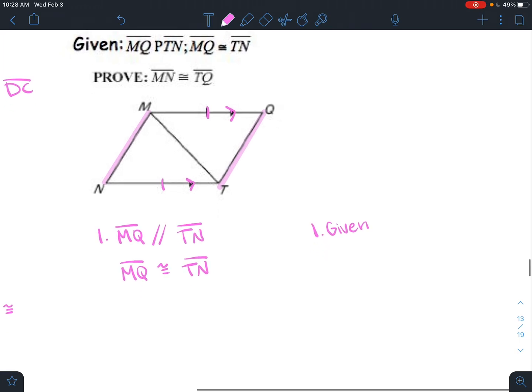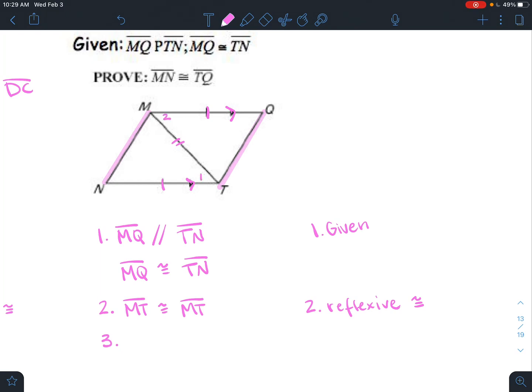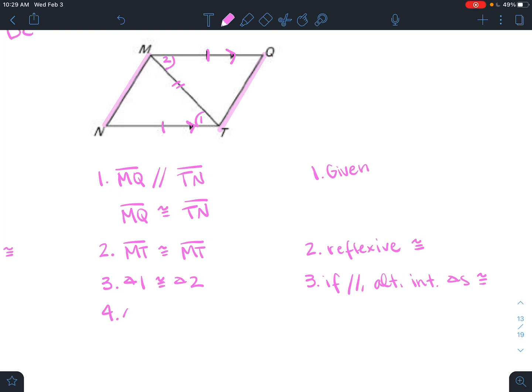So I need to prove my triangles congruent first. Let's go through our checklist. I don't have any vertical angles. I do have a reflexive piece down the middle. So MT is congruent to MT, reflexive property of congruence. And based off of my parallel lines, which will lead us to some congruent angles, I know that if I number these angle 1 and angle 2, those two angles are congruent to each other. So you can either name them QMT and NTM, or we can just follow with angle 1 congruent to angle 2, because if lines are parallel, alternate interior angles are congruent, which then gives us enough info to say that our triangles are congruent.